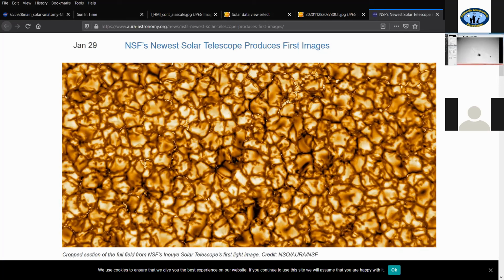So this is the Inouye telescope. These are the bubbles that cause that granular effect that we see on the surface of the sun. Even with our amateur telescopes, we don't see them up close like this. And again, one of these bigger ones is like the size of the state of Texas.